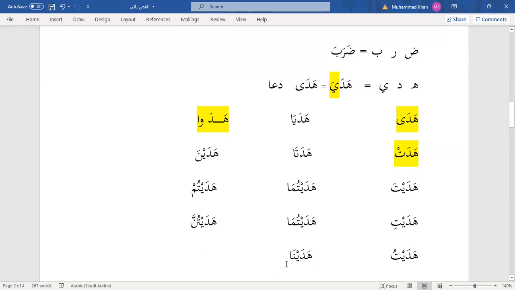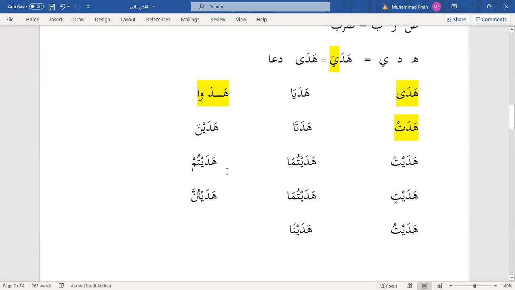So this is the same change, and the conjugation is the same as da'a. So if you are able to memorize one for da'a, you have to implement the same rules, and the same conjugation will be used over here. So it will be hada, hadaya, hadau, hadat, hadata, hadaina. Hadaita, hadaituma, hadaitum, hadaiti, hadaituma, hadaitunna, hadaitu, and hadaina. The first change is that this one changes into alif maqsura, whereas da'a doesn't change into alif maqsura, it changes into the regular alif. So this is the difference between these two.